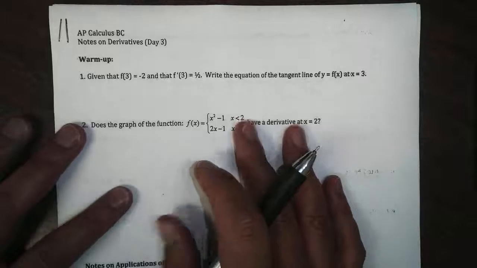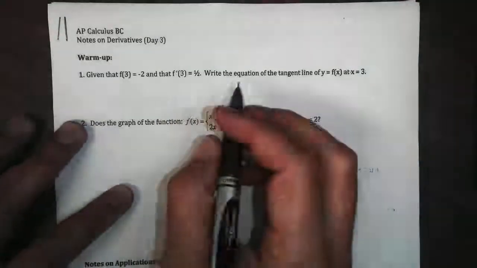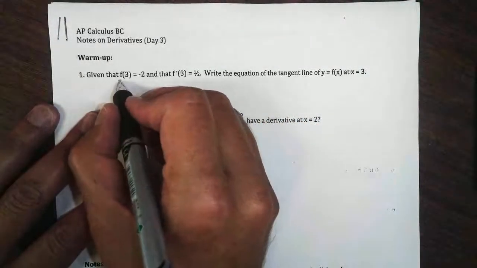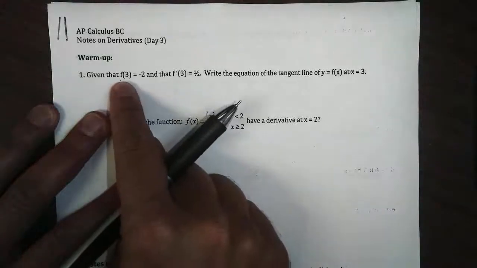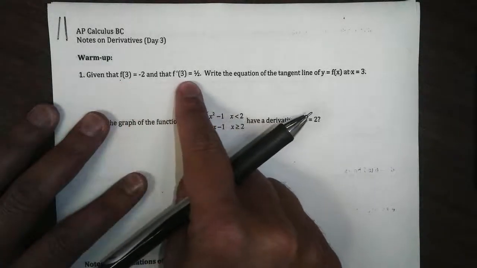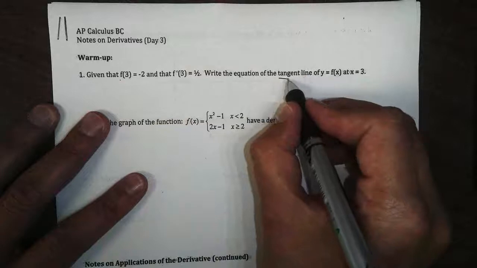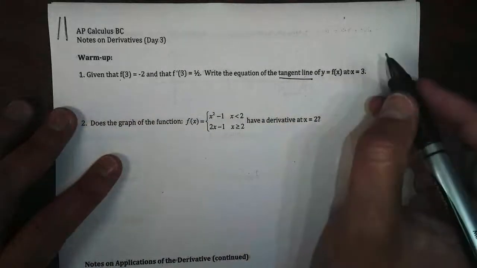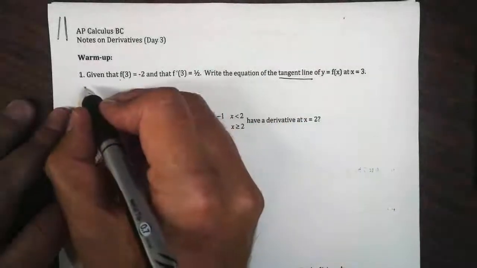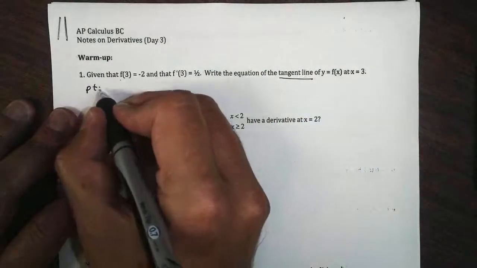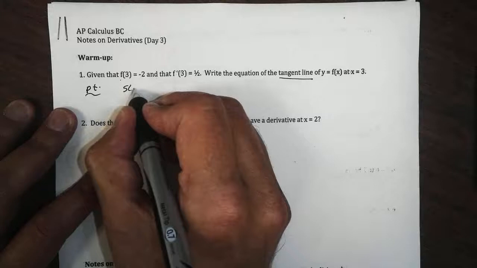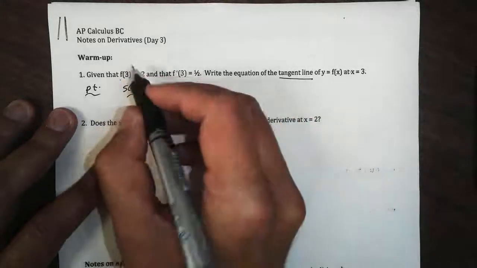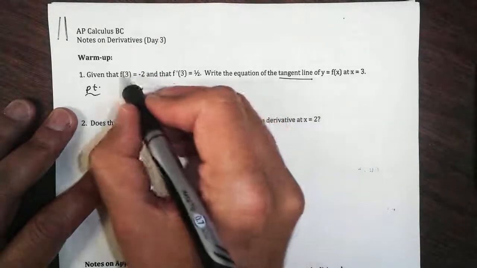All right, so for the first question, this is a warm-up I like to give my students, to see if they remember anything about the derivatives. The first question says, given that f of 3 is negative 2 and f prime of 3 is 1/2, we want to write the equation of a tangent line. So we have to remember, what are the things we need for a tangent line? Well, any line is very simple. We need a point and we need the slope. Isn't that dope?